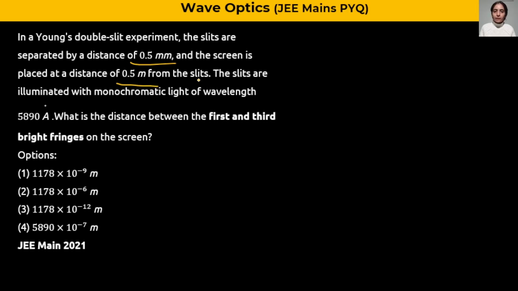0.5 meter from the slit. The slits are illuminated with monochromatic light of this wavelength. What is the distance between the first and third bright fringe? So what will be the difference between first and third?